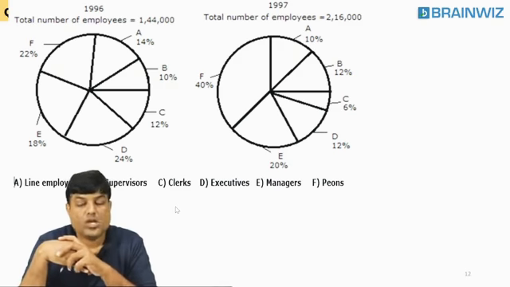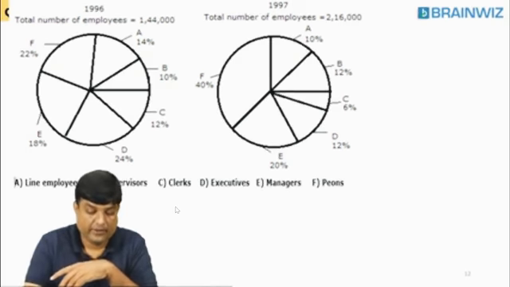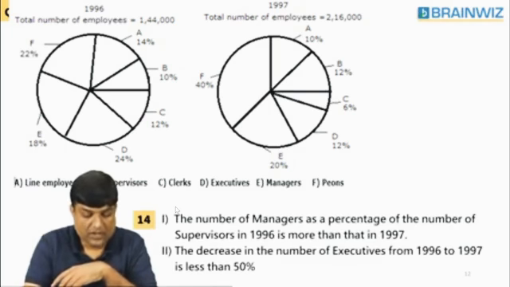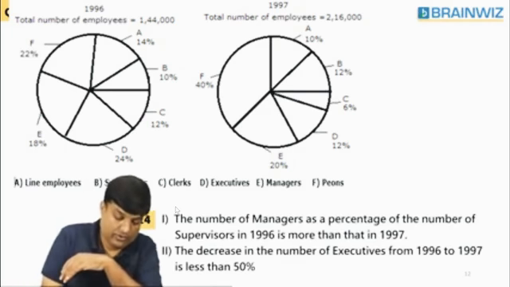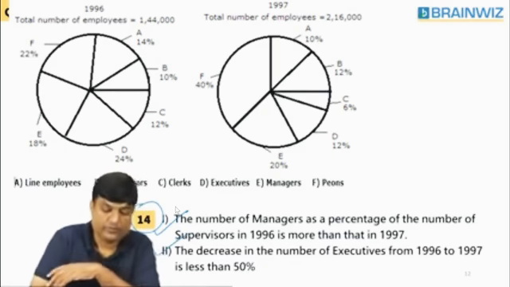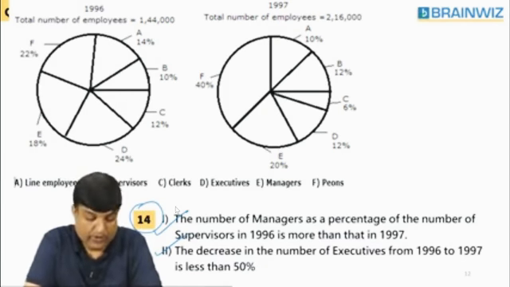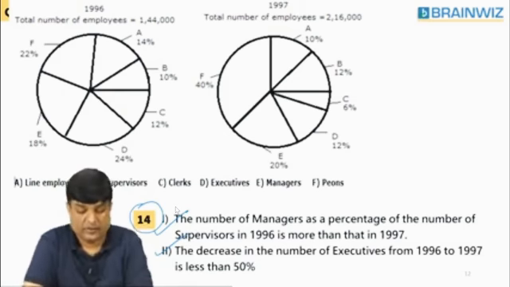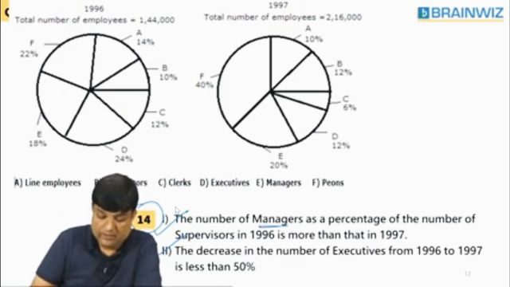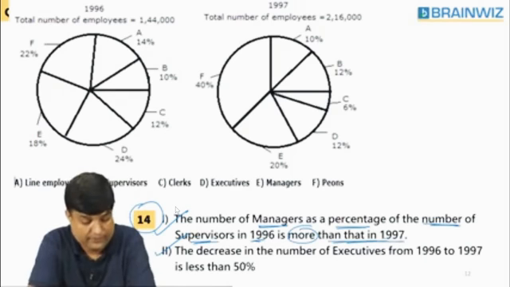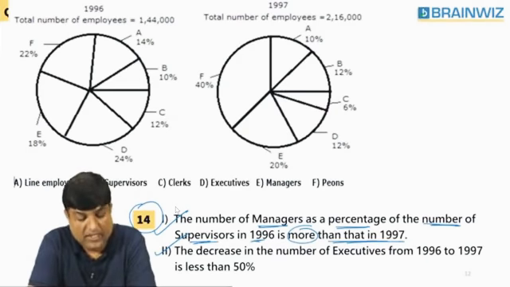What kind of question did he ask in the beginning? Listen, everybody. The first question he asked is two statements, statement 1 and statement 2. What is statement 1? In statement 1, the number of managers as a percentage of the number of supervisors in 1996 is more than that in 1997, or not. Are you understanding, everybody?